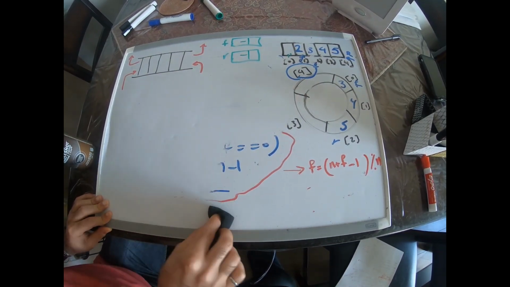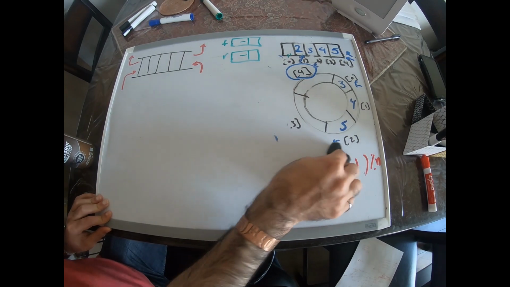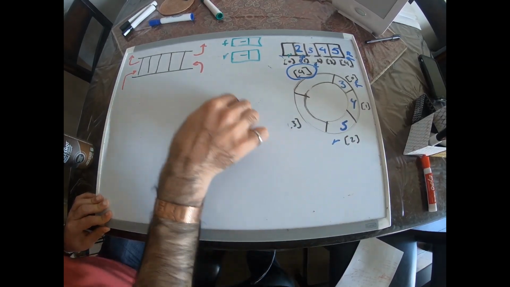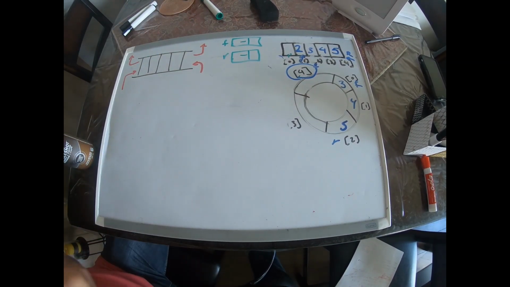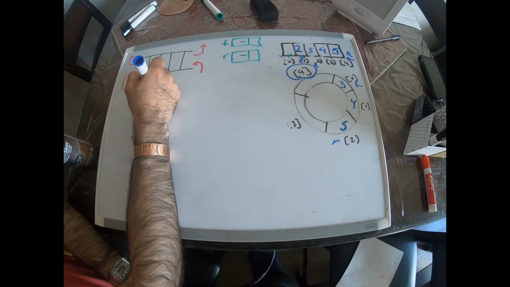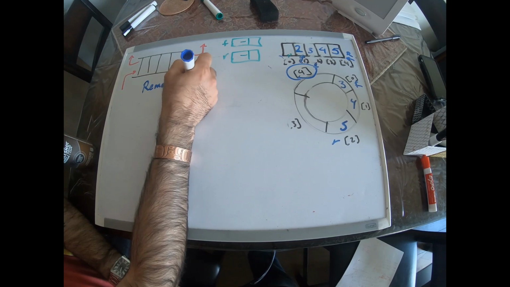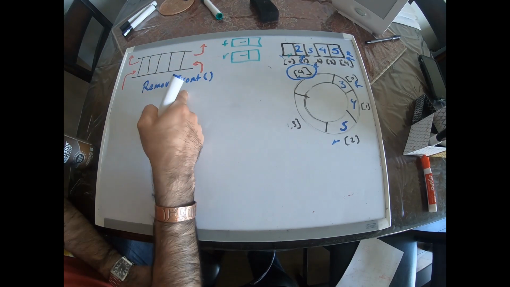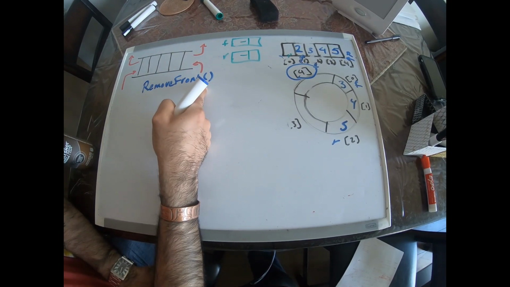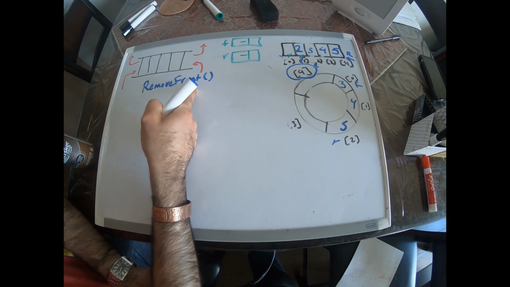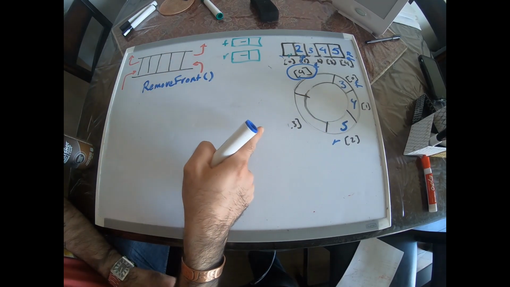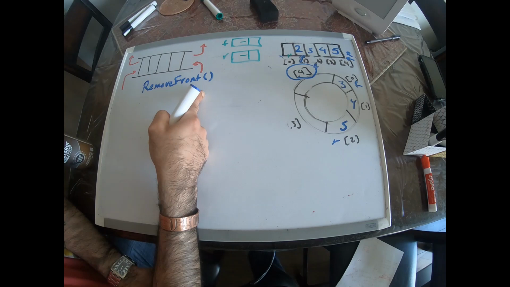Now, the next operation that I want to show is how to remove from the front. Again, I choose this one because you already have seen this. Where did you see this? When we implemented Q using circular array. We already did that. Okay?